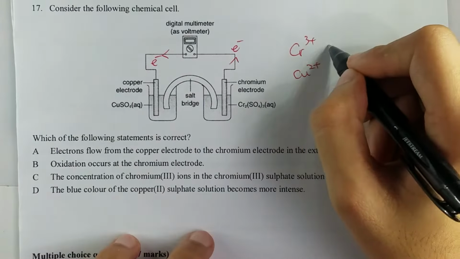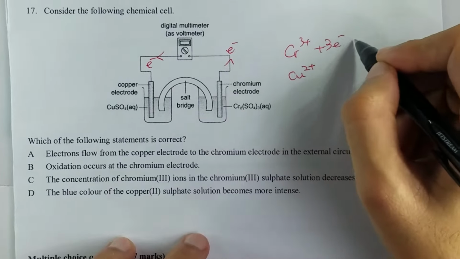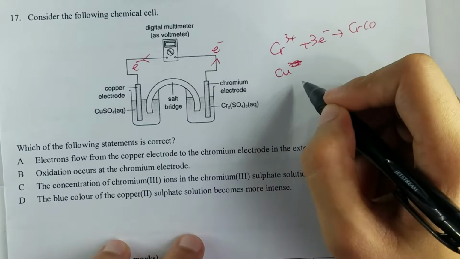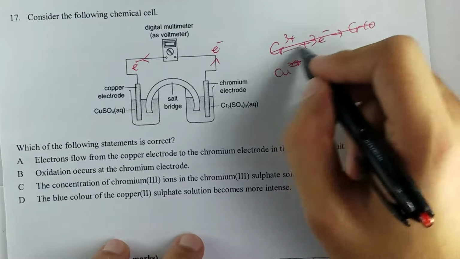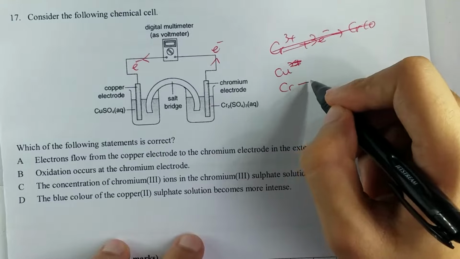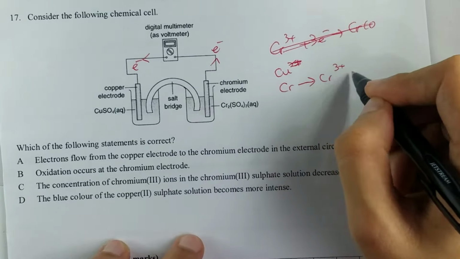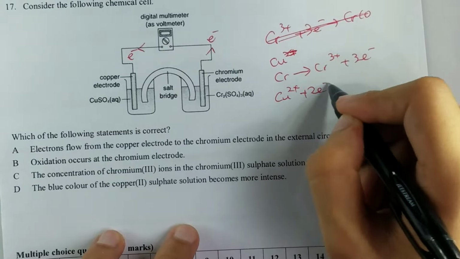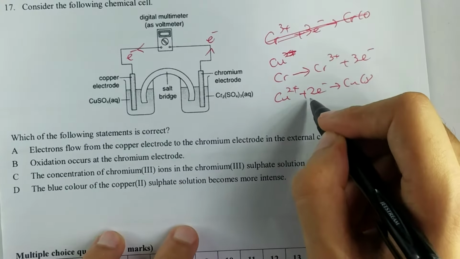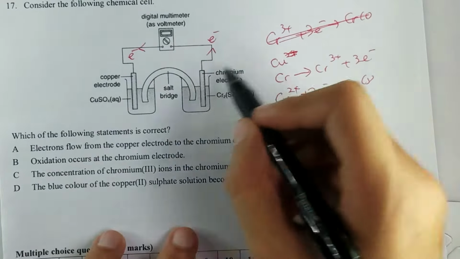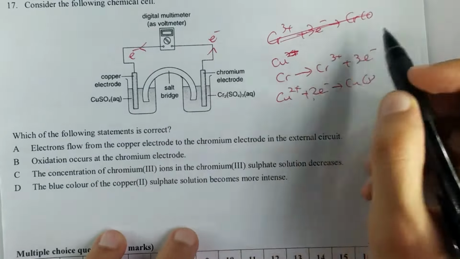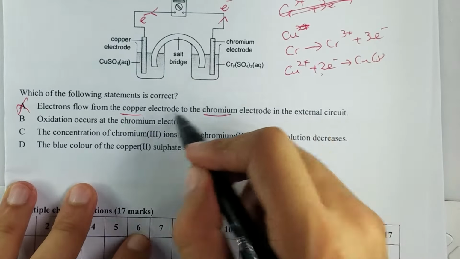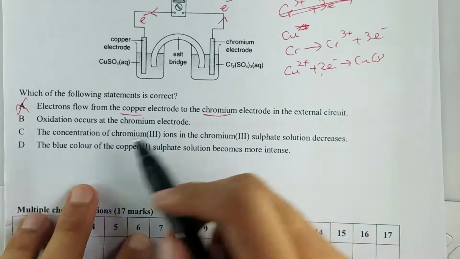So over here, the equation will be losing electrons. How many electrons? 3, to form chromium metal. Whereas this one will be, sorry, my bad. It should be the other way around. So chromium loses electrons to form chromium 3 ions, and then copper will gain electrons to form copper solid. So this will be happening at the anode, and this will be happening at the cathode. Electrons flow from copper. That is not true because it should be flowing from chromium to copper.